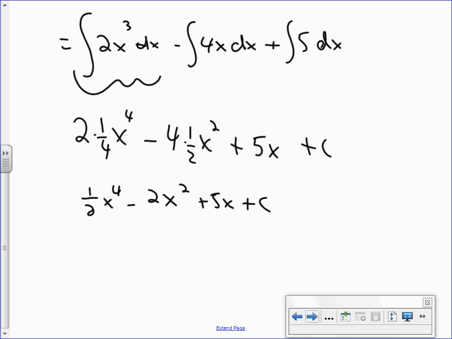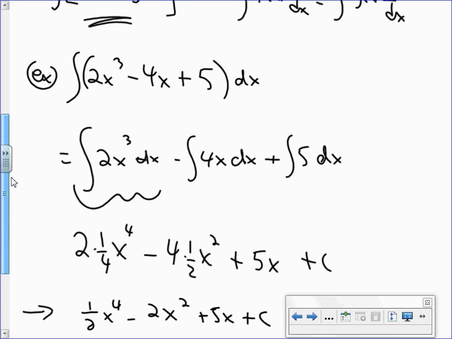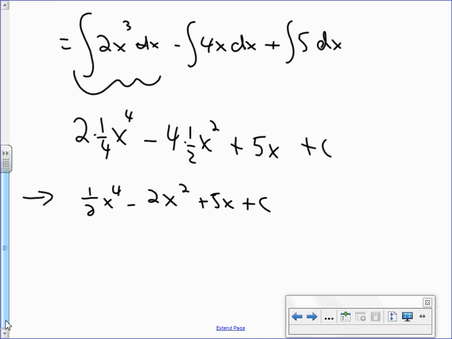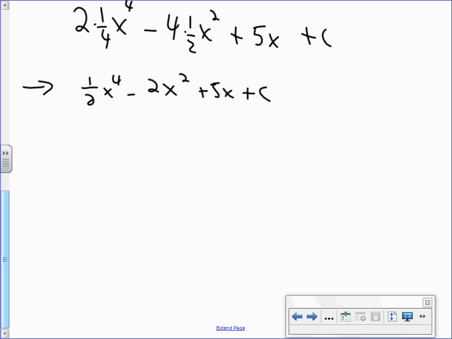If you want to double check things, take the derivative of this, and it should take you right back to this. You're certainly welcome to do that anytime you want to make sure that you're doing it right. Okay? Again, we're only going to want to put that 1 plus c on there. There's no reason to put a bunch of plus c's.